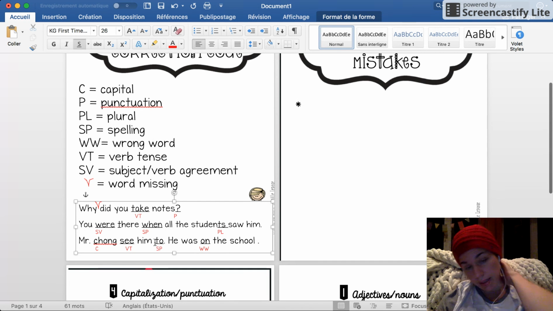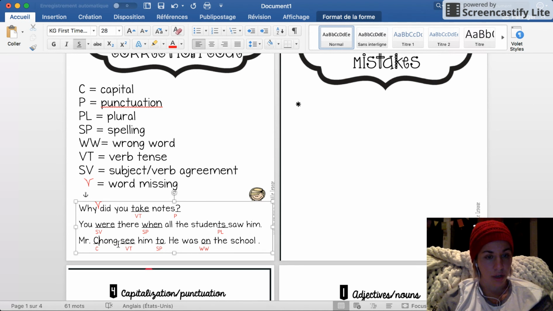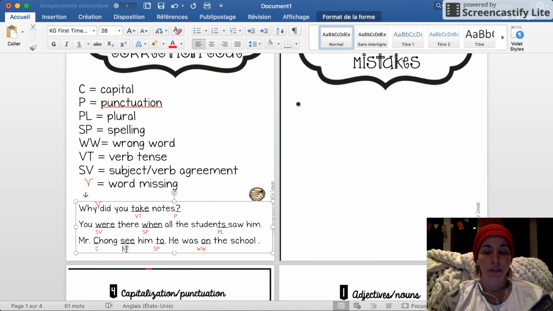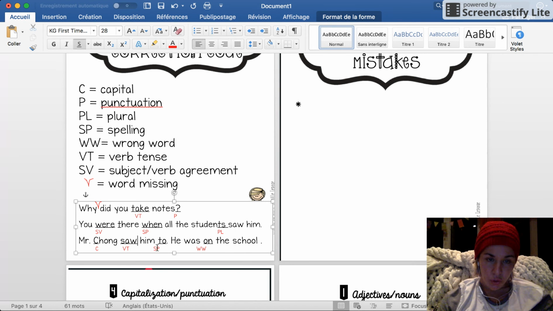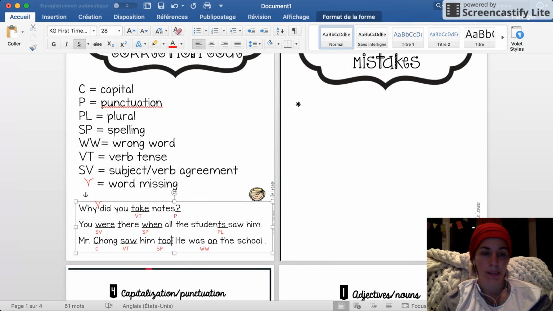All right, third sentence is Mr. Chong, see him too. He was on the school. So Mr. Chong needs C for capital because it's a proper noun. So it should be Mr. Chong. See him, then the verb tense is not correct because you're talking about something that happened in the past. So Mr. Chong, see at the past would be saw. Him too. Here, the student meant like also. So in this case, it's not T-O, it would be T-O-O. So now here the word was misspelled.